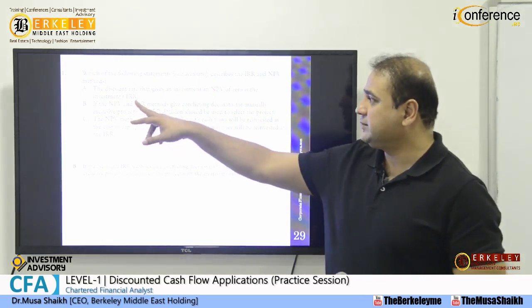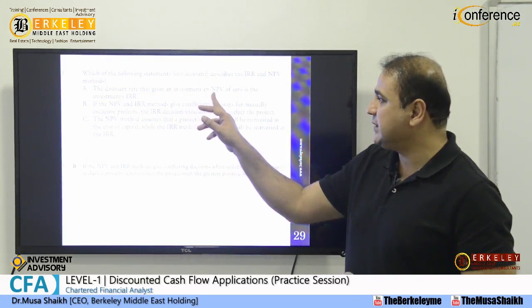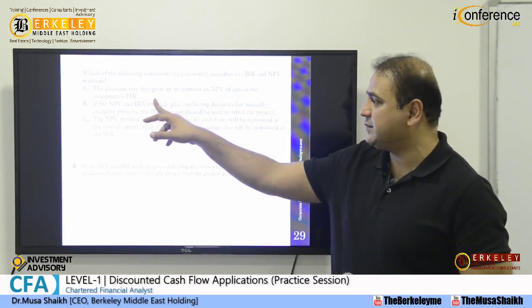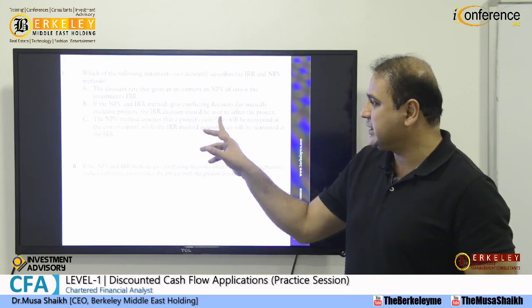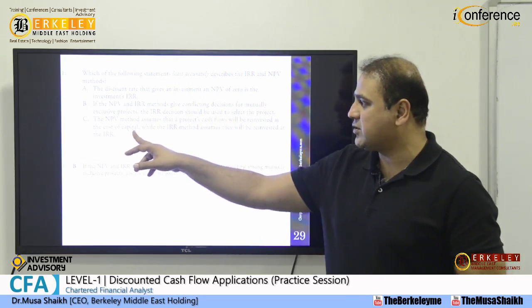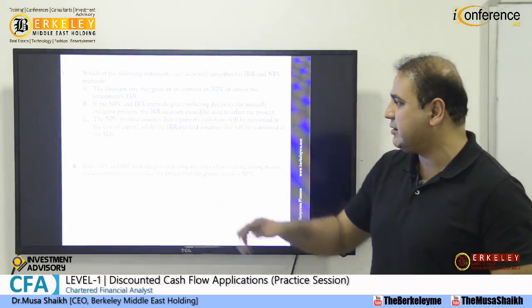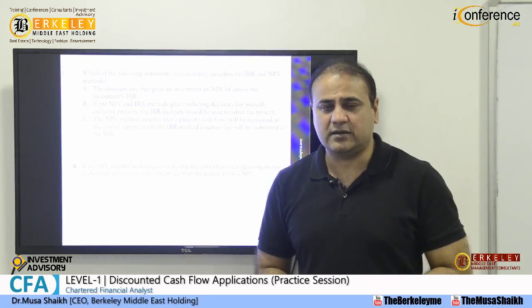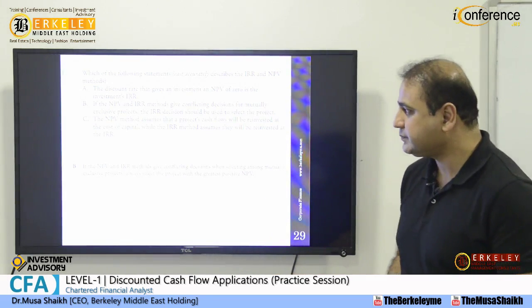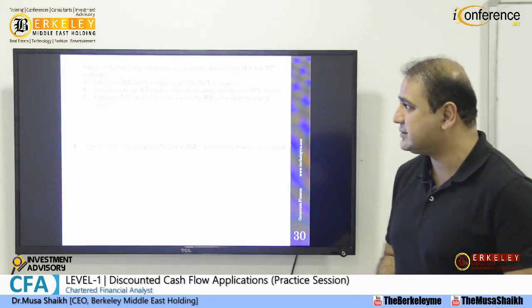You will see the other options. A discount rate that gives an investment an NPV of 0 is the investment's IRR, it's okay. The NPV method assumes that project cash flows will be reinvested at the cost of capital, while the IRR method assumes they will be reinvested at the IRR. This is how it works. So B is the right answer.